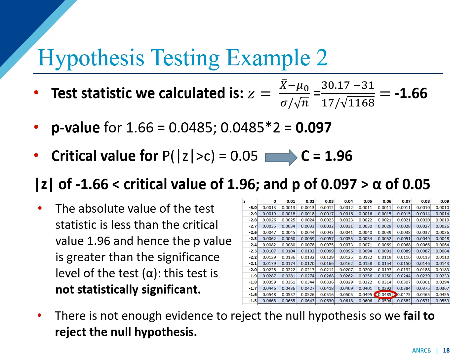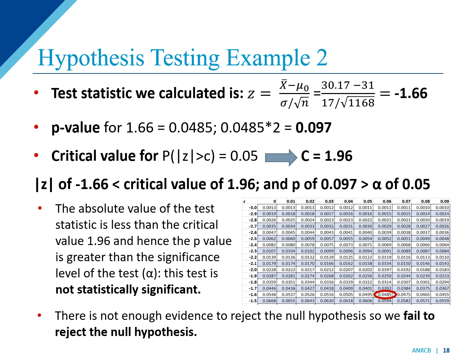Given that the absolute value of negative 1.66 is less than the critical value of 1.96, and the probability of getting 1.66 on either end is 0.097, which is greater than the alpha of 0.05, this test is not statistically significant, and we fail to reject the null hypothesis that the sample mean age of 30.17 is different than the population mean age of 31.